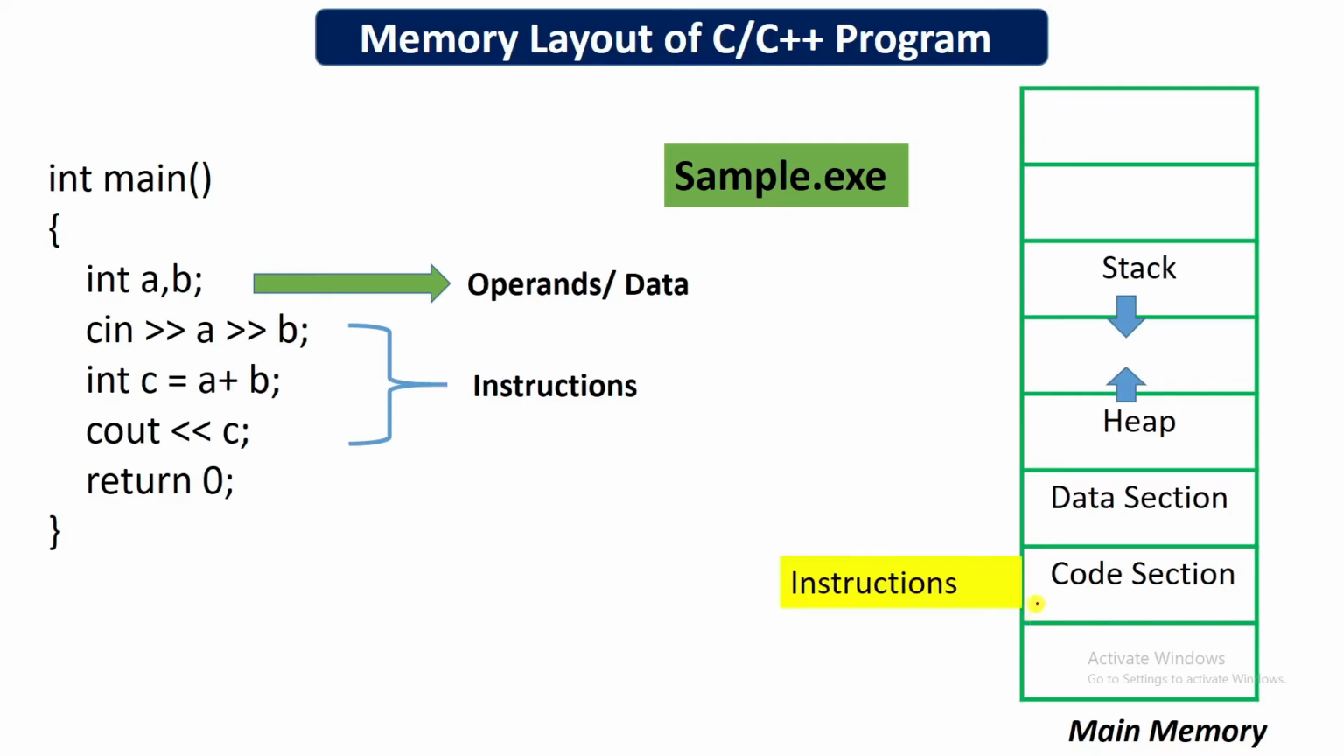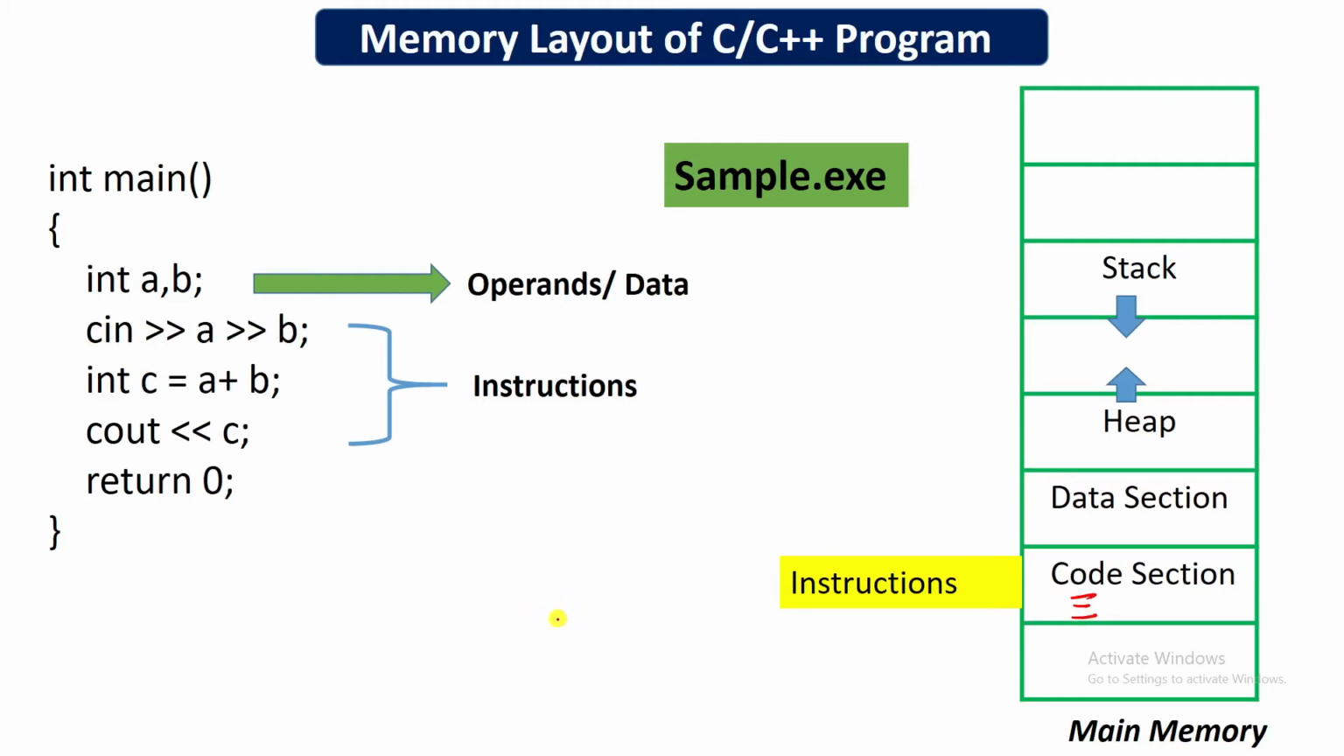So basically this code section actually stores the instructions or the code part of our program. So these are the 3 instructions, right? These instructions will be stored here. After compilation of this program, there can be more instructions generated, but let's say for simplification, we have only these 3 instructions. So they will be stored here, and the CPU takes the instructions one by one from this code section and executes those instructions.